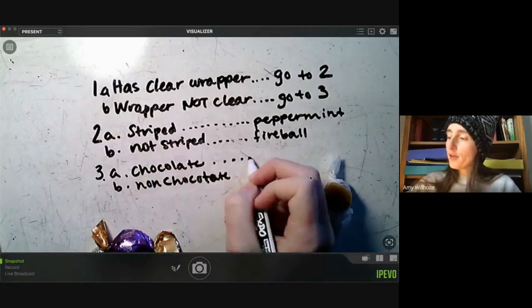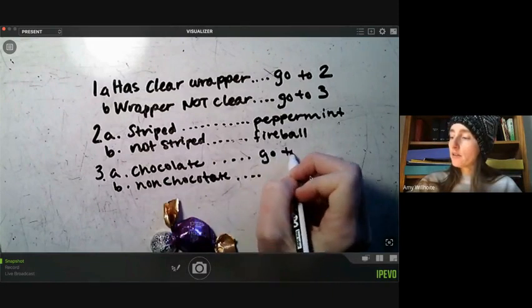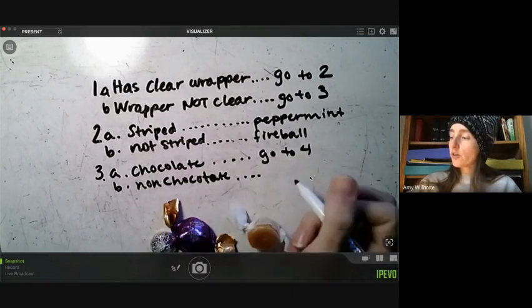Okay, so then I'm going to say, all right, if it's chocolate, then I need to divide them again. But if it's not chocolate, then I can just write, what is this thing?